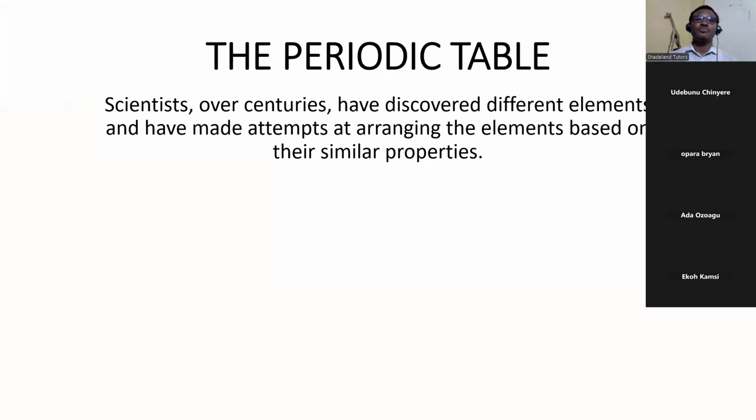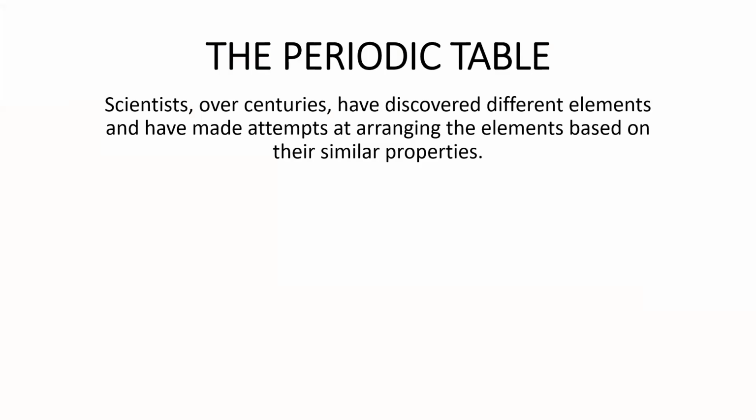The periodic table, of course, you may have heard or you may have seen, is an assortment of elements into vertical columns and horizontal rows. Today, we are going to look at the vertical columns and horizontal rows and begin to have an understanding of what each of these mean. Scientists over centuries have discovered different elements and have made attempts at arranging the elements based on their similar properties.